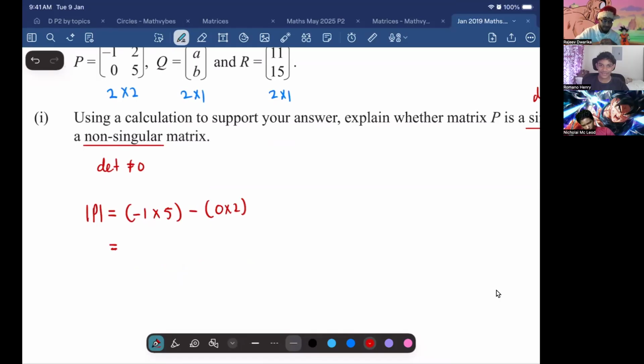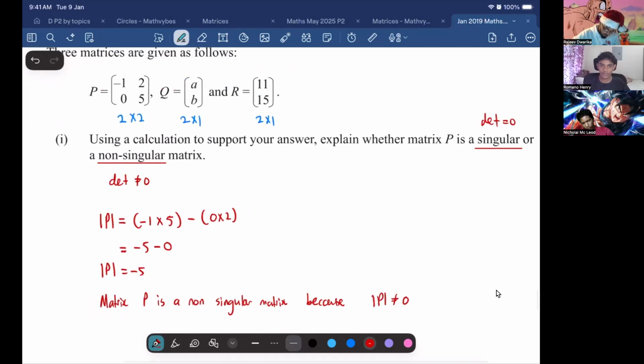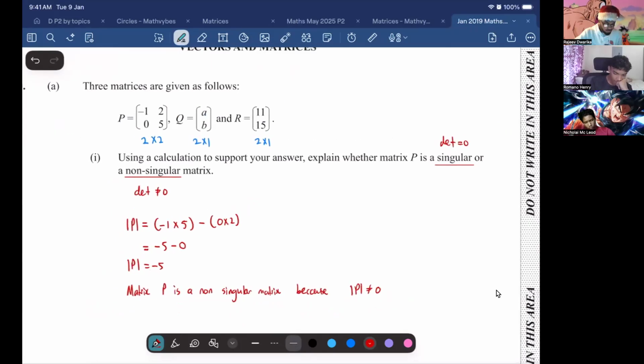What is minus 1 by 5? Negative 5. Right? Minus, what is 0 by 2? 0. So matrix P is singular or non-singular? Non-singular. You would say matrix P is a non-singular matrix, because the determinant of P is not equal to 0. We okay with this question? Yes, sir. Okay, cool.